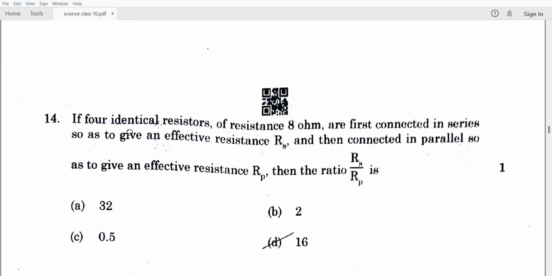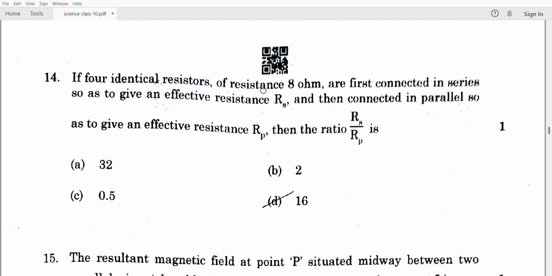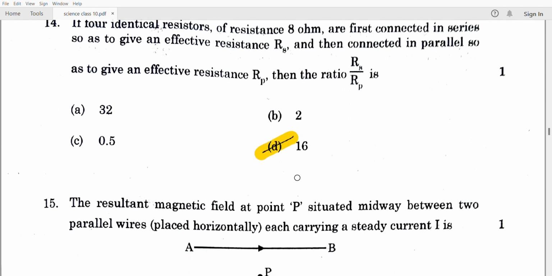We go to the 14th question. If four identical resistors of resistance 8 ohm are first connected in series. Remember, when connected in series, 8 fours are 32. And then in parallel, 1 by 8 plus 1 by 8 plus 1 by 8 plus 1 by 8. So that will be 4 by 8, that is 1 by 2. So 32 by 2 will give you 16 is the right answer.